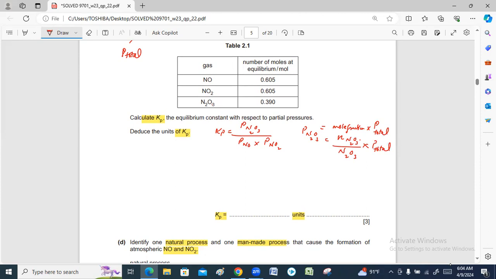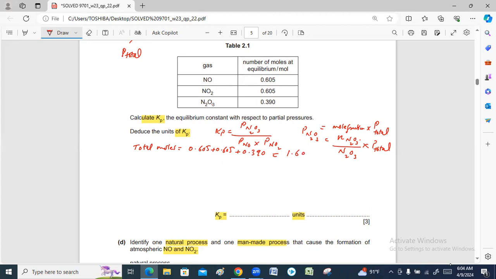First of all, we have to calculate the total moles, because we have to use the total moles. So the total moles are 0.605 plus 0.605 plus 0.390, which is equal to 1.60.